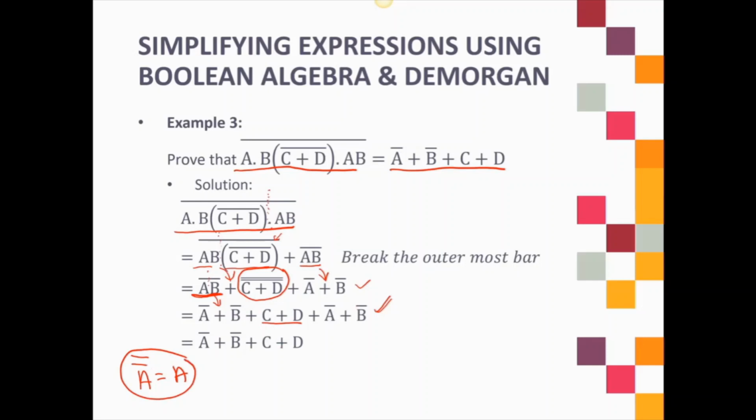Right, so for the last step, the answer is you choose the algebra theorems. You have two A bar and two B bar, so you use this theorem, A plus A is equal to A. You use this theorem to get this result. Because you have A bar plus A bar, which is A bar, and B bar plus B bar is B bar, plus C plus D. So this is the answer. This is the solution for example 3, and I will show you another version of solution.